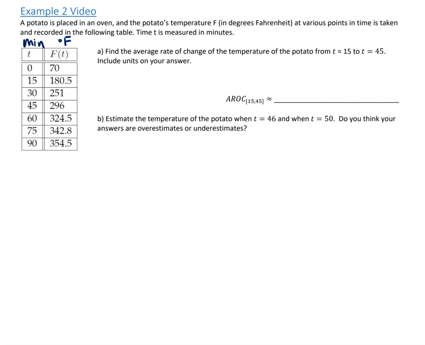So again, this is totally a relevant question for the previous section as well, but just to tie back to something that's not position and velocity. So t equals 15 to t equals 45 would be these two points right here. So we could take the 296 minus 180.5 and divide that by the 45 minus 15. And I get 115.5 over 40. And if I do that calculation, I get about 3.85. So an average rate of change calculation as usual.